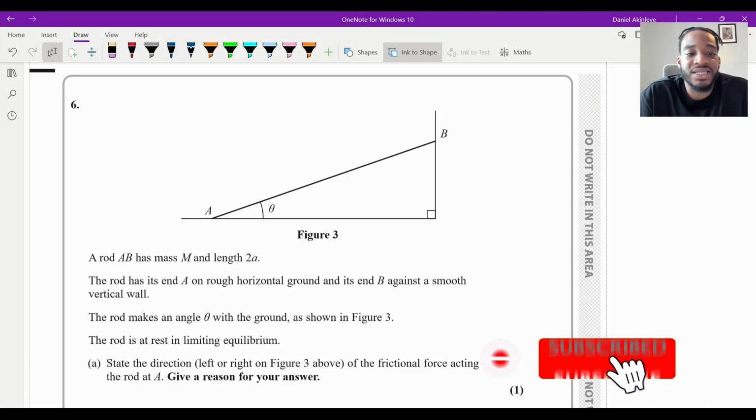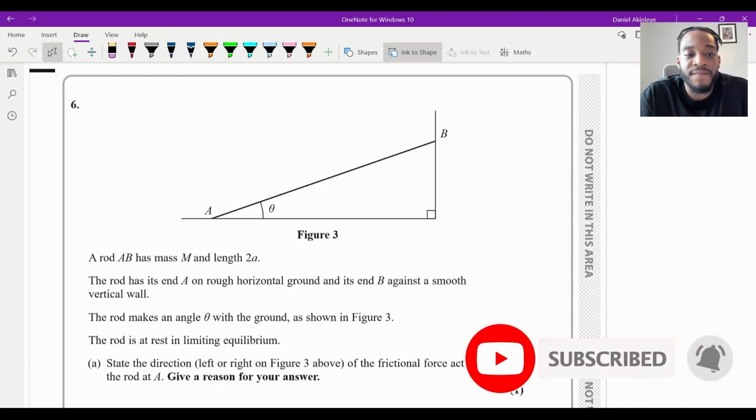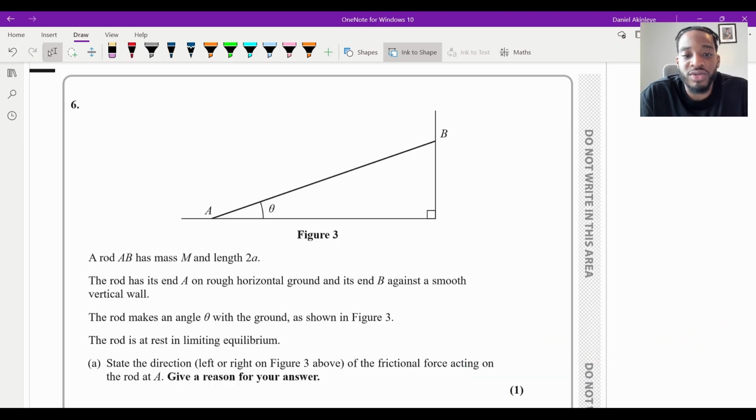Okay, so question 6 says a rod AB has mass M and length 2a. The rod has its end A on rough horizontal ground and its end B against a smooth vertical wall. The rod makes an angle theta with the ground as shown in figure 3. The rod is at rest in limiting equilibrium. Part A says we need to state the direction, left or right on figure 3 above, of the frictional force acting on the rod at A. Give a reason for your answer. This is 1 mark. Okay, so this is not too bad.